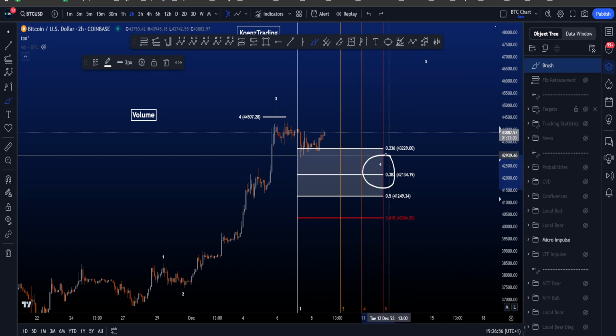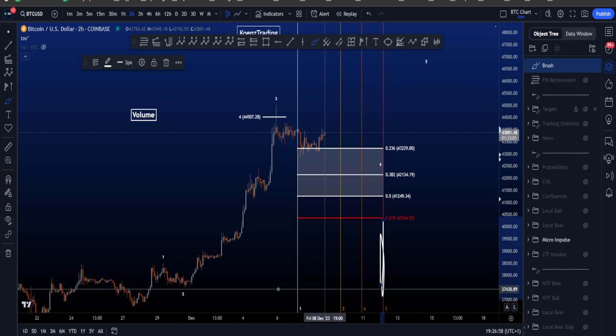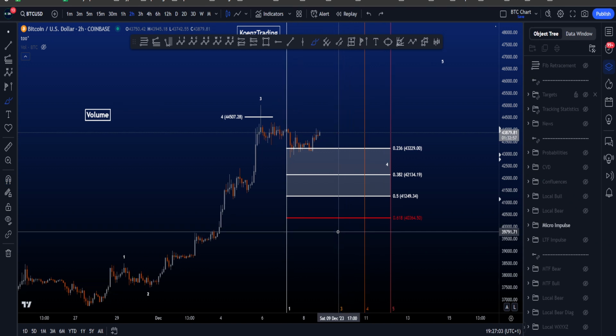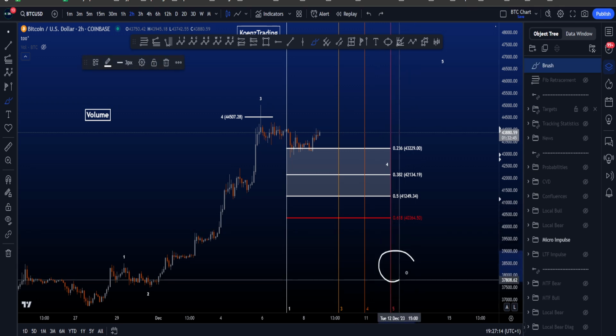It's very rare for a wave 4 to be 5 times longer than wave 2. Now, just for your information, the 3 is on Saturday, 9th of December, 5 p.m. Central European Time. The 4 on Sunday the 10th, 11 p.m. Central European Time, and then Tuesday the 12th, 5 a.m. Central European Time is the red one.